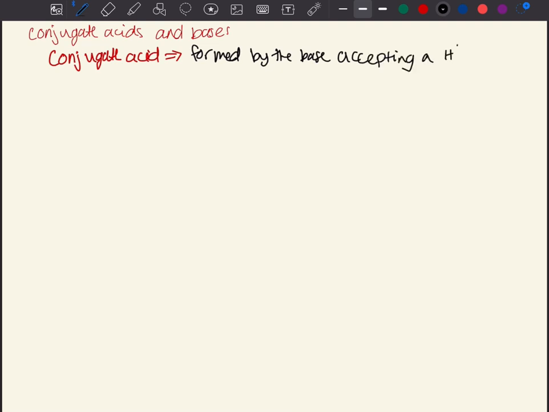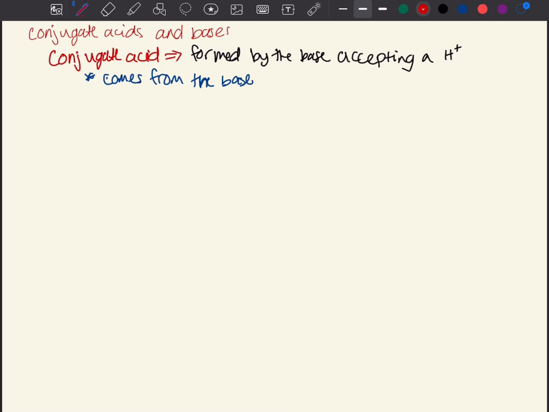Now, a conjugate acid is formed by the base accepting a proton. All right, so what that means is it comes from the base, because the base is the thing that is accepting the proton.